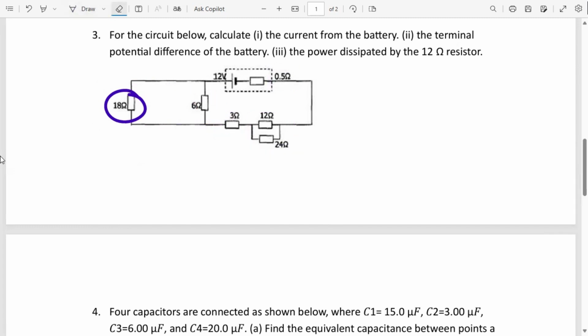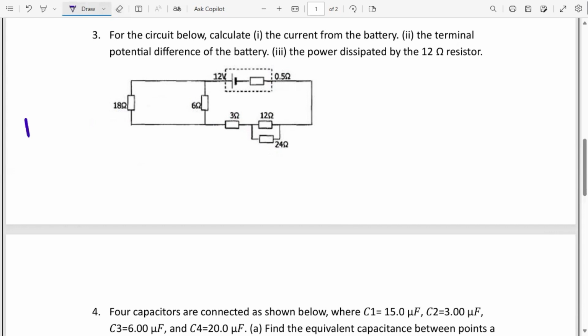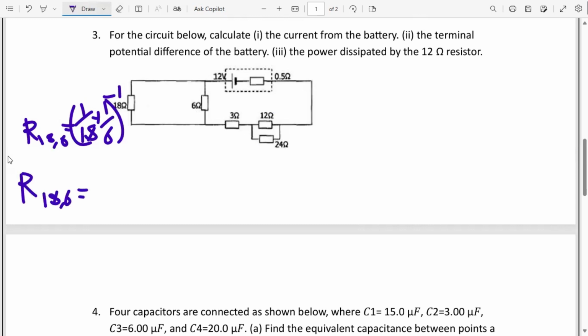So this is how we're going to do it. We'll first find the resistance of the two pairs of parallel systems. R 18,6 will be equal to (1 over 18 plus 1 over 6) to the power minus 1. Let me just plug this into my calculator.